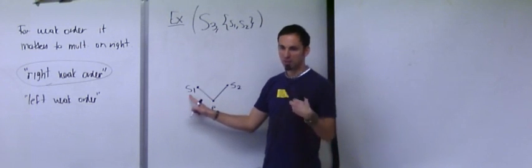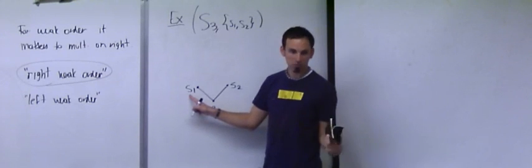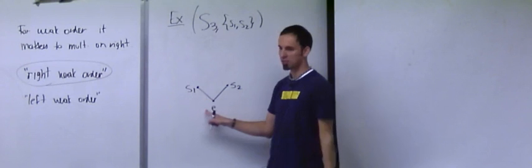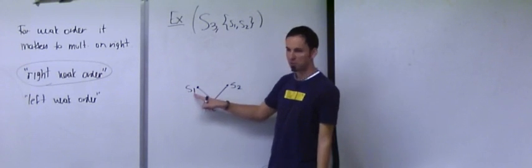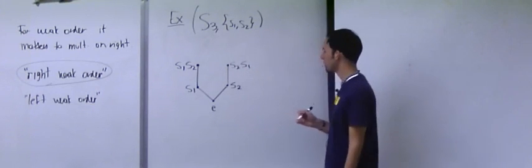Okay, now what's above S1? Well, to go up, you have to multiply by a generator on the right, which is either S1 or S2. If you multiply by S1, that brings you down, so that's no good. So the only way to go up is to multiply by S2 on the right. And in the same way, the only way to go up starting with S2 is by multiplying by S1 on the right. Now what's above S1 S2? Well, you either multiply by S2 on the right, which brings you down, or by S1, which brings you up.